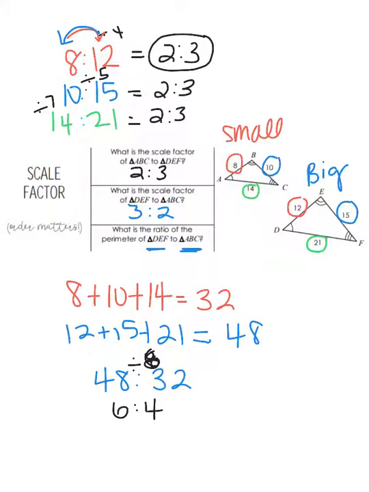Well, those both still reduce, so apparently I could have used something besides 8. These both reduce by 2. So 6 divided by 2 is 3. 4 divided by 2 is 2. And the ratio is 3 to 2, which it should have been, because from the first box it said that the ratio for the triangle and the ratio for the perimeter should be the same.